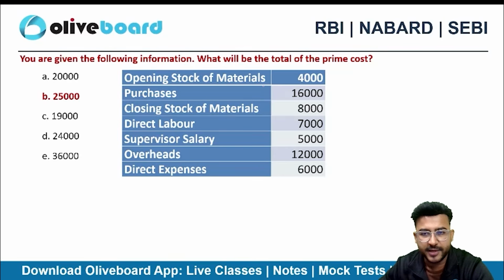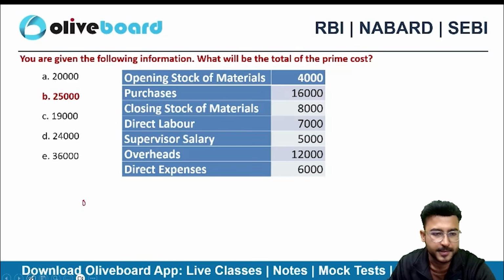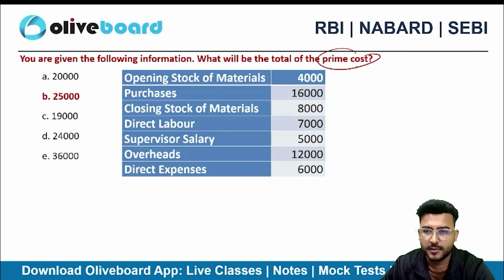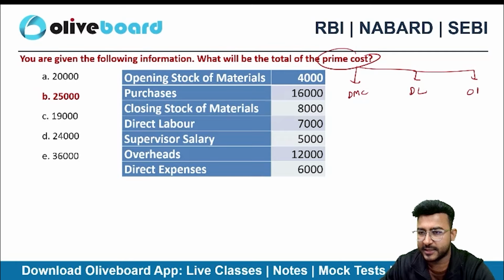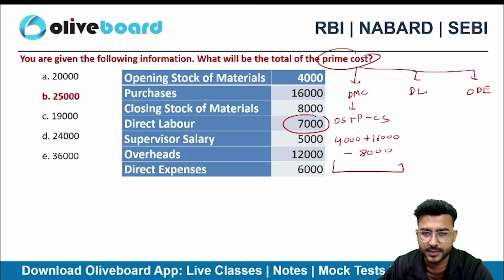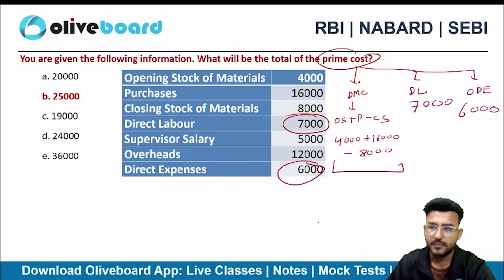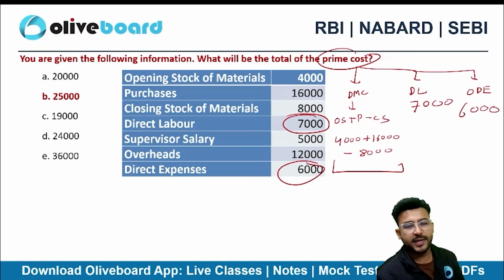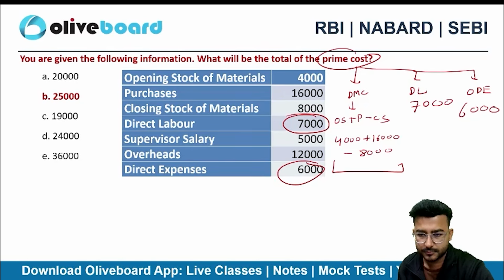The correct choice will be 25,000 only. So opening stock. What's there in the prime cost? Direct material consumed, direct labor, other direct expenses. Direct material consumed is opening stock plus purchase minus closing stock. So 4,000 plus 16,000 minus 8,000. That's my direct material consumed. Direct labor 7,000. Other direct expenses 6,000. So this will give you 25,000, right? This will give you 25,000.